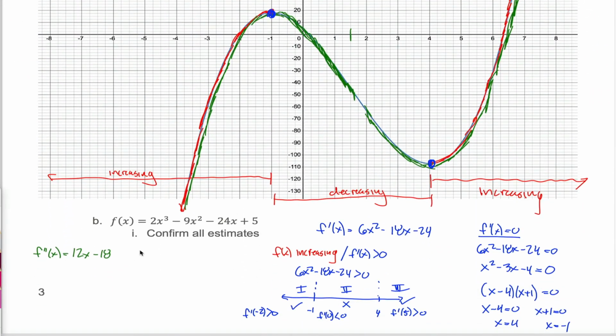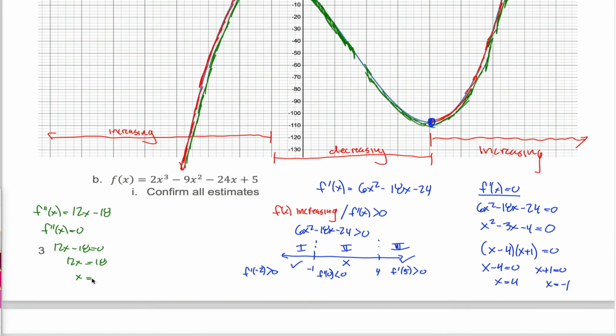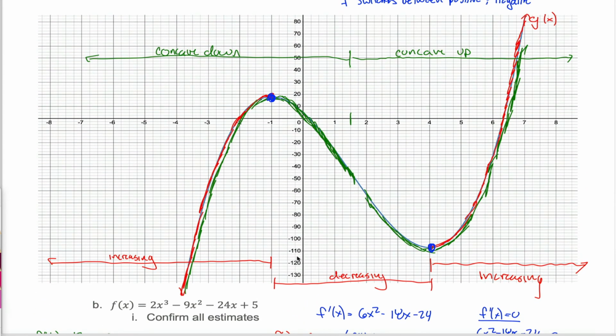Here's my second derivative. I'll set this thing equal to 0, and I'll solve. 12x minus 18 equals 0. Add 18 to both sides. You get 12x equals 18, divide both sides of the equation by 12, and you get x equals 18 twelfths, which reduces to 3 halves. What that's saying is I have an inflection point at 3 halves, in other words, 1.5.